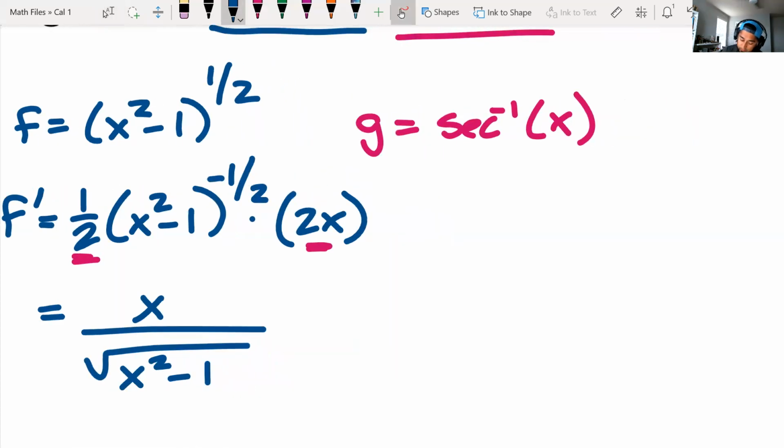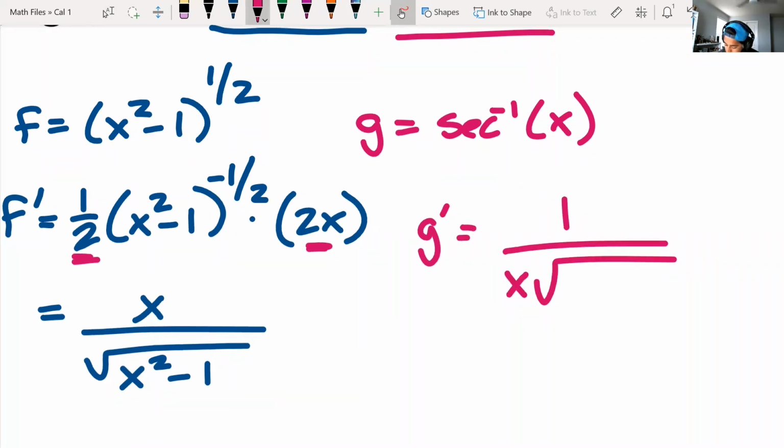Now g prime. What is the derivative of the inverse secant function? 1 over x square root x squared minus 1. Good. 1 over x times the square root of x squared minus 1. Perfect. That was the only easy one, right?